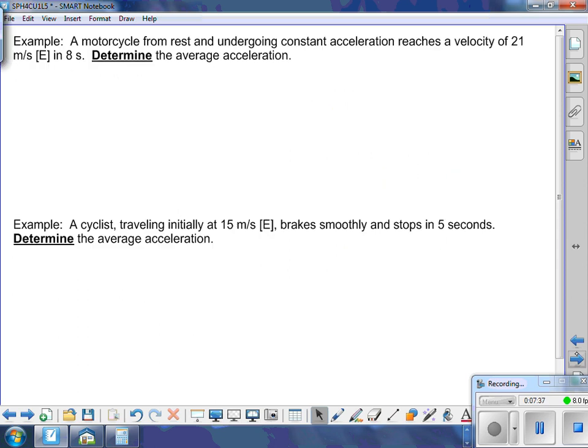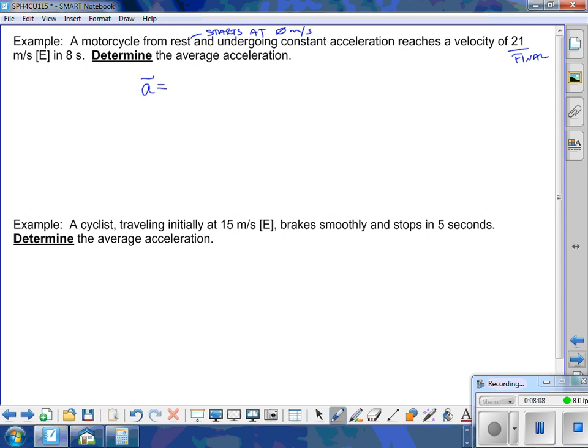All right. So our examples. A motorcycle from rest. Now from rest means he's starting at 0. All right. Starts at 0 meters per second. And he undergoes constant acceleration. Okay. Holds the throttle down and reaches a velocity of 21 meters per second. So that's his final velocity. And there's our time. So what is the average acceleration?